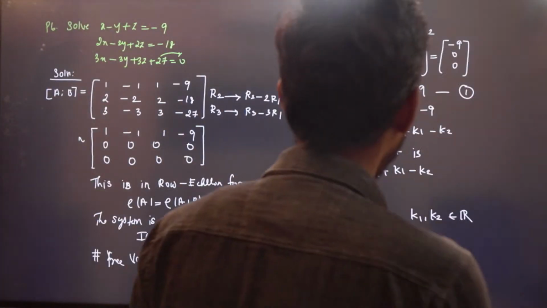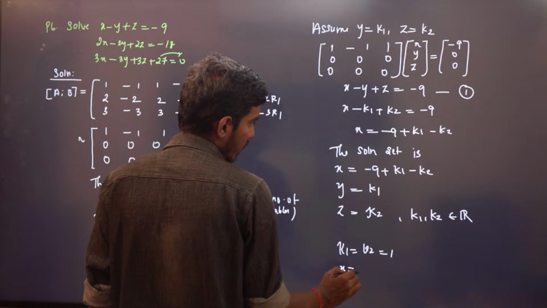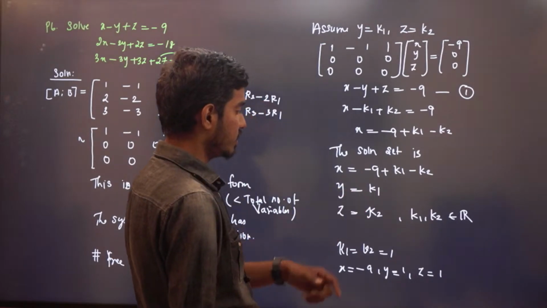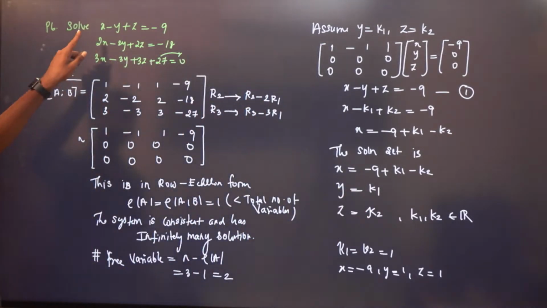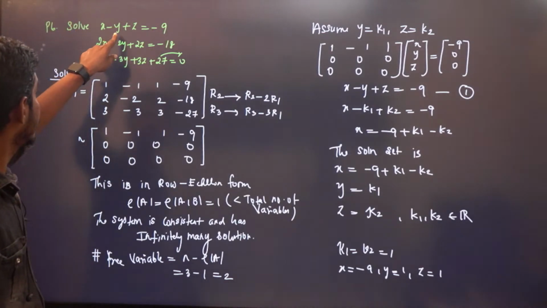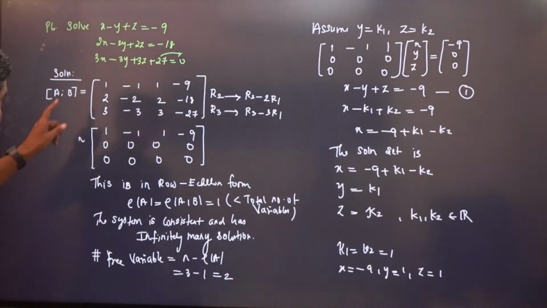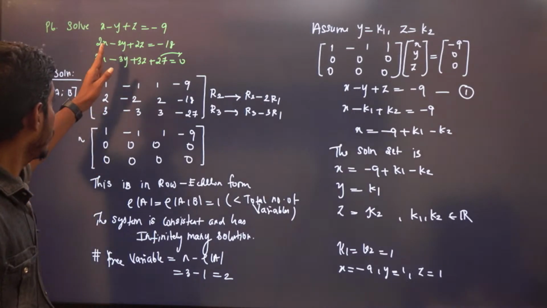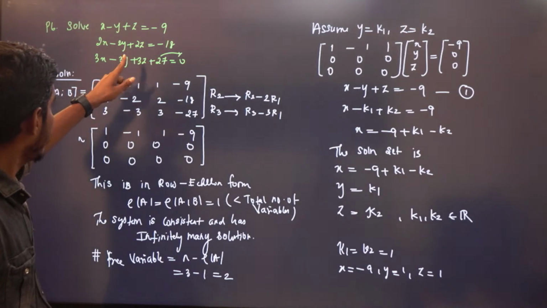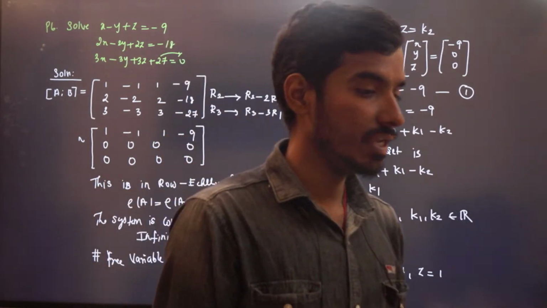For example, let us put k1 to be 1 and k2 to be 1. Then your x will be minus 9, your y will be 1, z will be 1, right? Minus 9, 1, 1. Can you check this out? Minus 9 minus 1 plus 1. Yes, it is minus 9. So 2 into minus 9 is minus 18. Minus 18 minus 2 plus 2 is minus 18. So 3 into minus 9, yes, perfect. So therefore, if you vary k1 and k2, you will get infinitely many solutions.